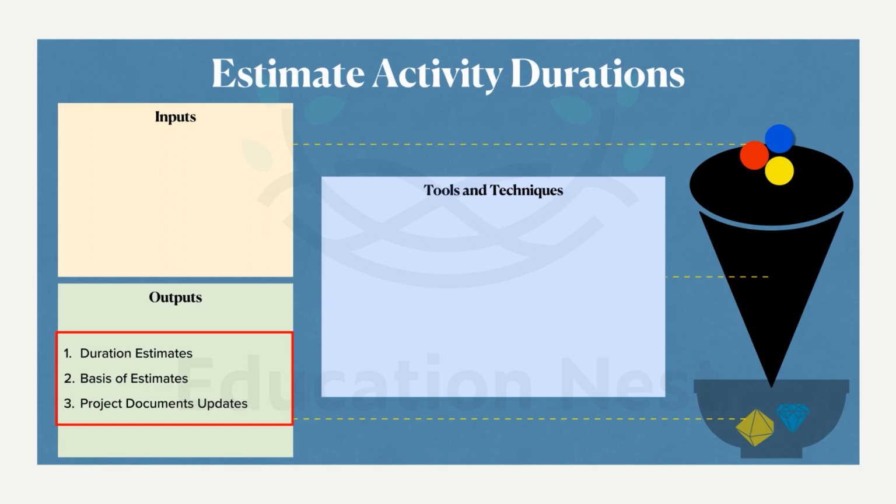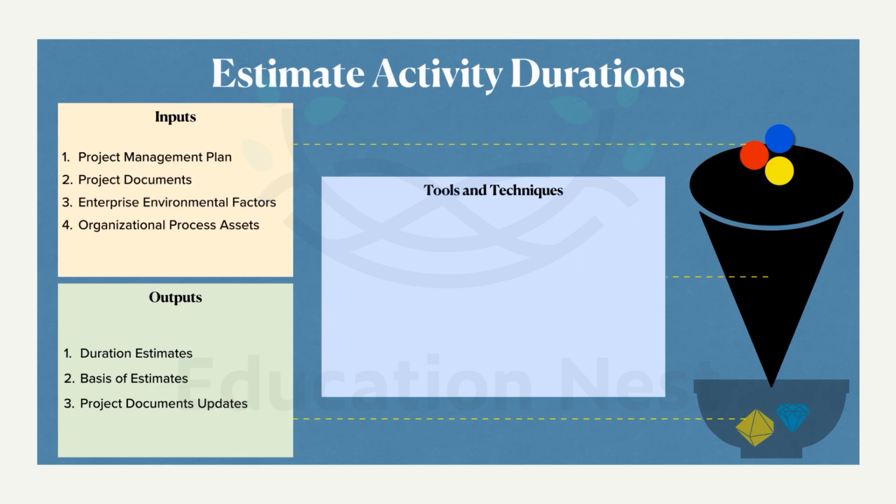Basis of estimates is how are these estimates derived? The reasoning behind these estimates. What is the basis on which the estimates are derived? That is the output for this activity. And then the project documents update. What documents can we update? Again, assumptions log and lessons learned can be updated here. Such things have to be updated after the end of this process.